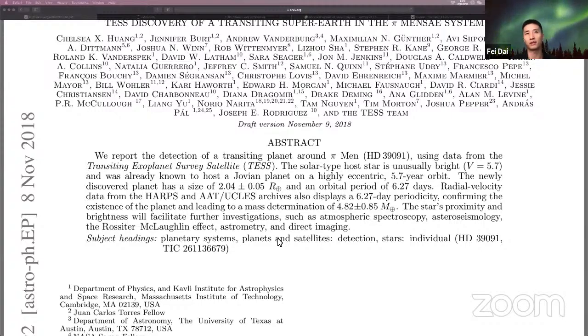And for direct imaging, that's easy to understand. If you look at the star with adaptive optics, meaning that you remove much of the atmospheric turbulence to achieve high angular resolution, you can potentially see the light from the companion giant planet directly.